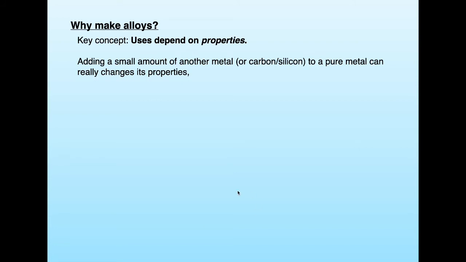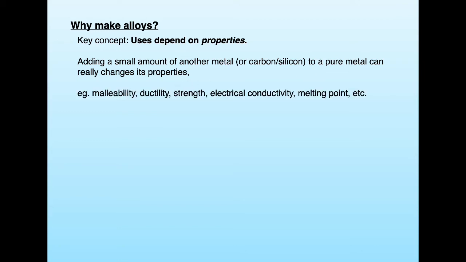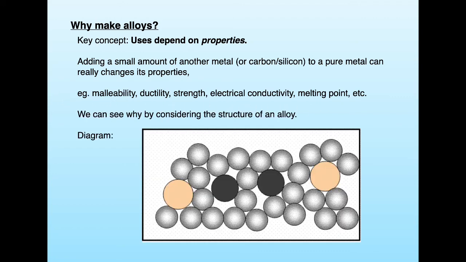Right, alloys. As we've said, alloys are a mixture of metals and some non-metals too. Sometimes they might have carbon or silicon in them. So the key idea here is that the uses of the alloys depend on the properties we require them to have. This is where you're going to do a bit of research. So we can add a small amount of another metal, or carbon or silicon, and we can change its properties. What properties change? Well, typically the physical properties, like malleability, ductility, strength, conductivity, melting point.